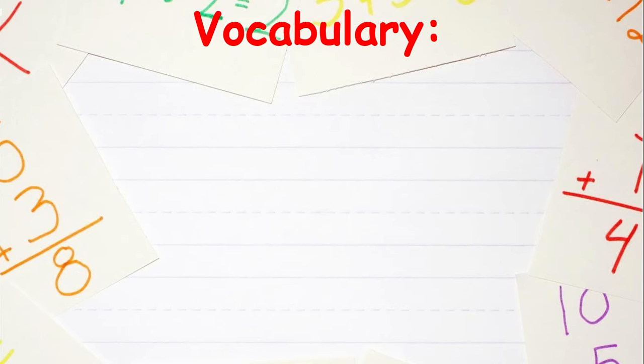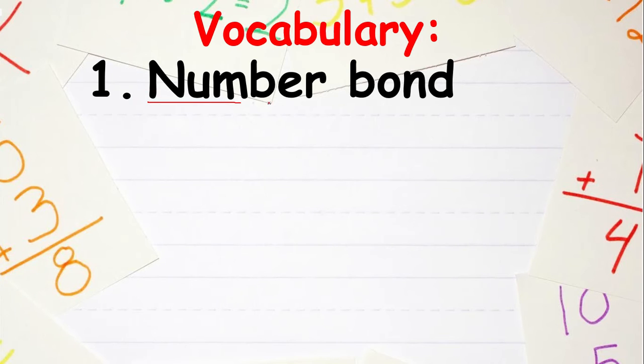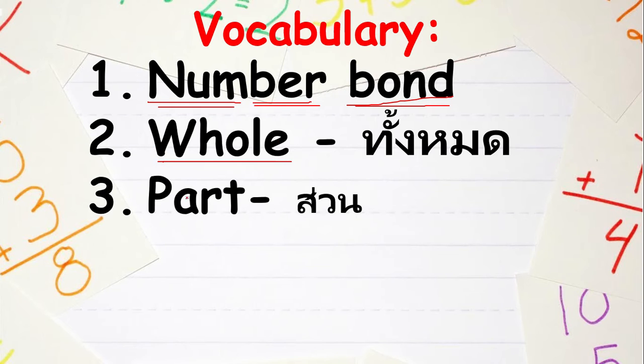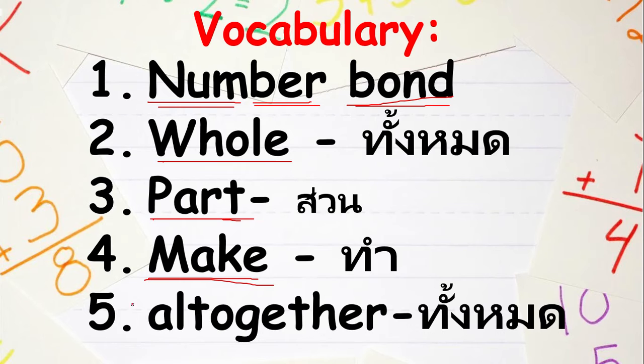Number one is number bond. Number two, we have whole. Number three, we have part. Number four, make. Number five, all together.